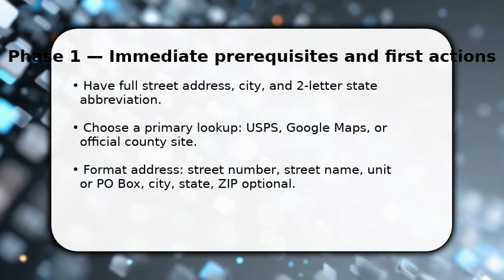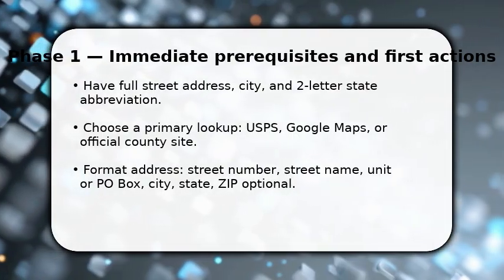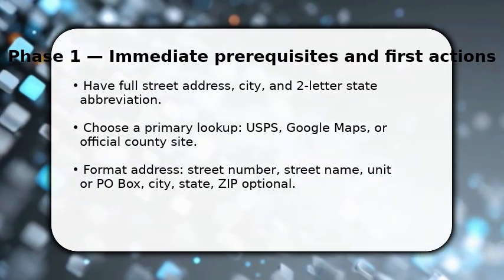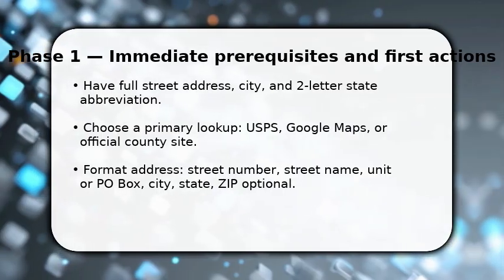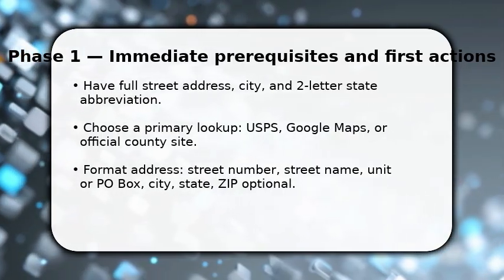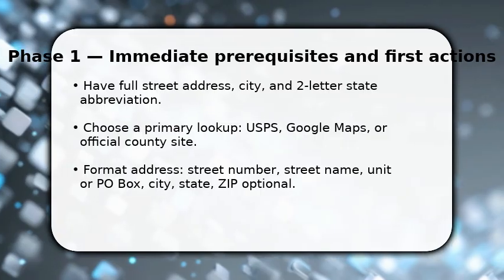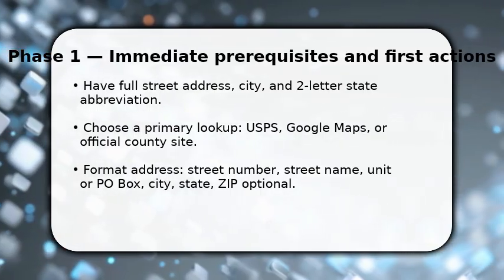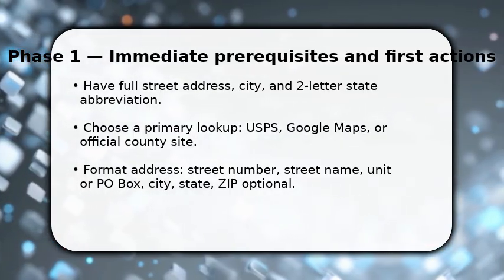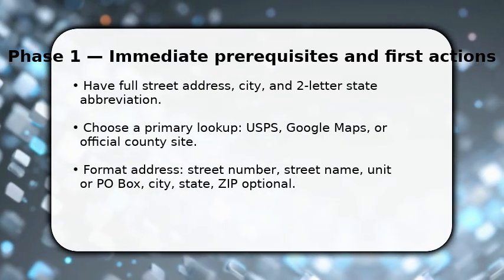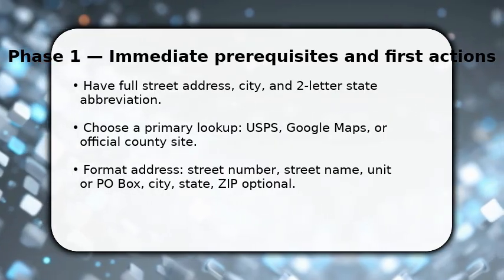Now begin. Enter the full street number, street name, city, and two-letter state into a trusted lookup. Use USPS for official delivery data or Google Maps for quick mapping context. Each serves a purpose. Once entered, make sure spacing and abbreviations match standard postal form. This reduces mismatches.